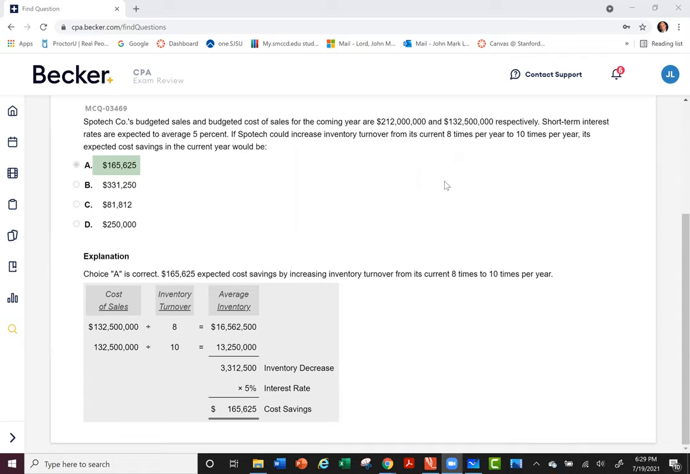Yeah, that helps a little bit. When I first read it, it's like, what in the world does the interest rate have to do with the inventory turnover, at least formula-wise? I guess that's where I was confused.